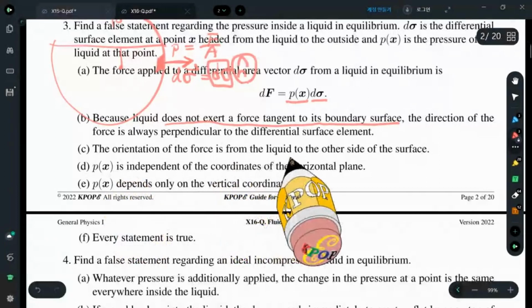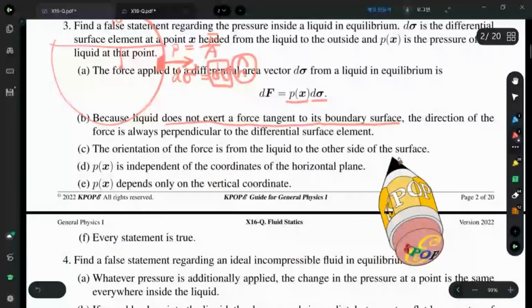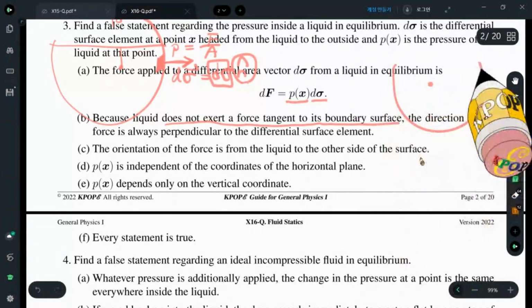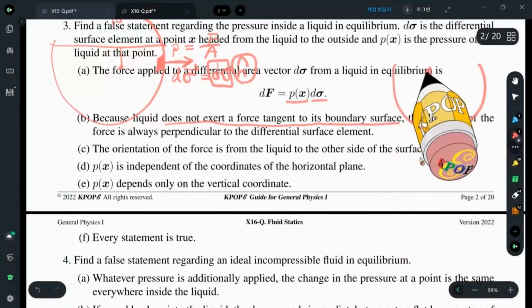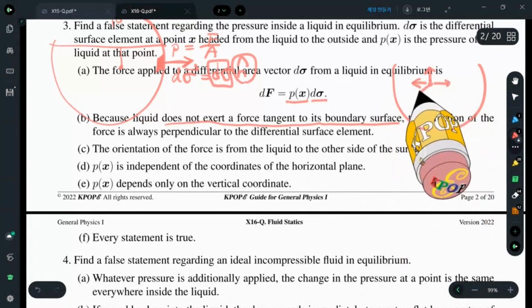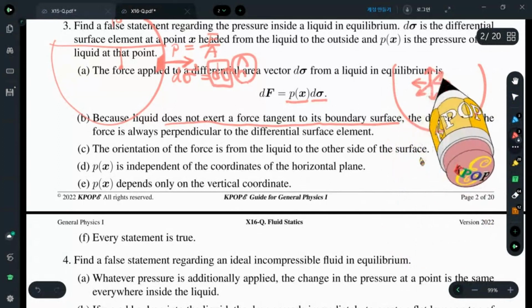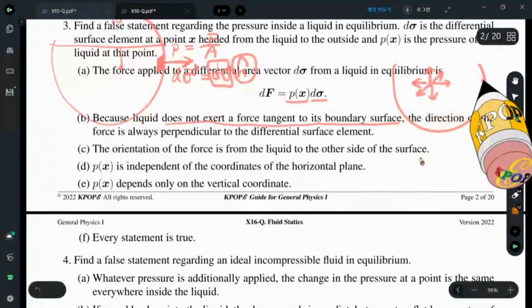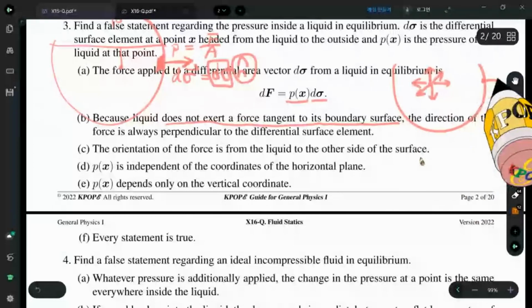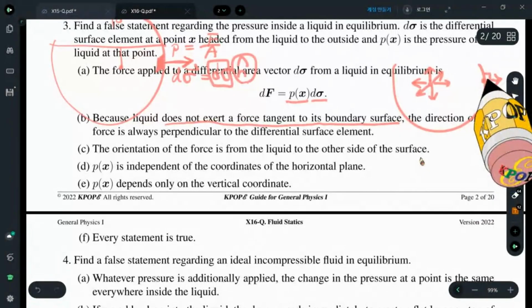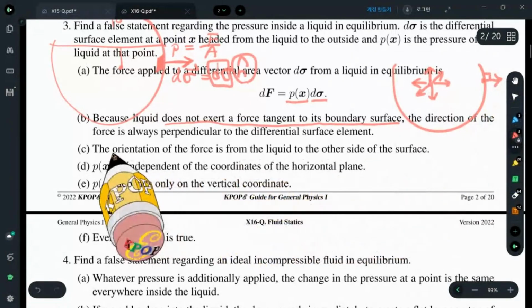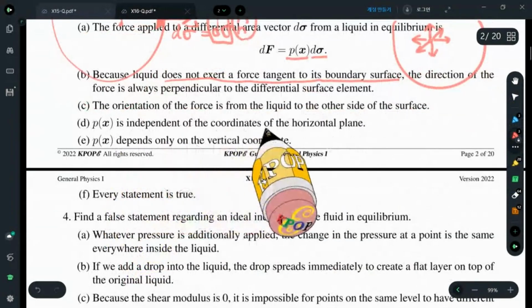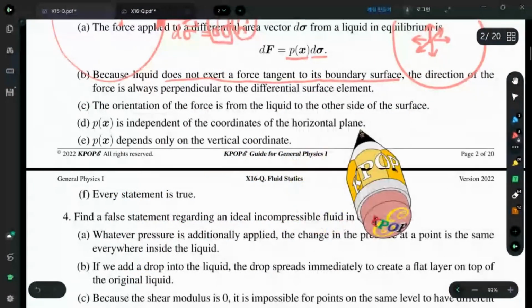Orientation of the force is from the liquid to the other side of the surface. For example, inside a container, pressure of liquid is toward every direction, and that are in equilibrium. But if it is at the end of the surface, then it's acting on the normal to the surface. Px is independent of the coordinates of the horizontal plane.